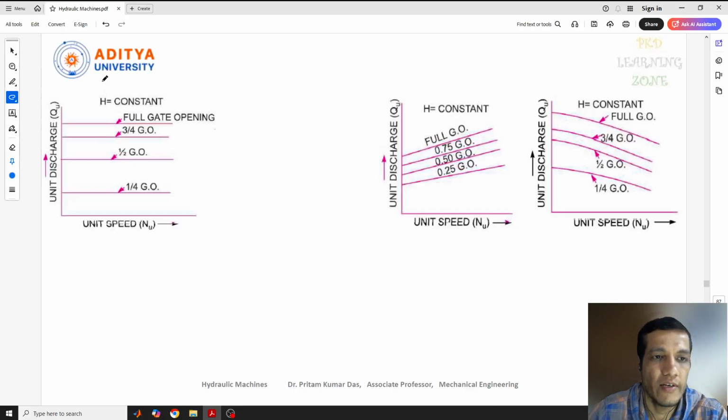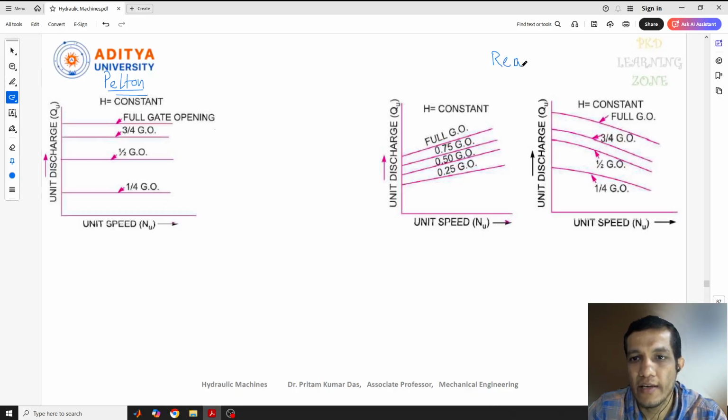This one is actually taken for the Pelton turbine, and these two diagrams are for the reaction turbine. In the reaction turbine, we know that basically two turbines are used. One is Francis, another one is Kaplan. So this is the Kaplan turbine and this is our Francis turbine.